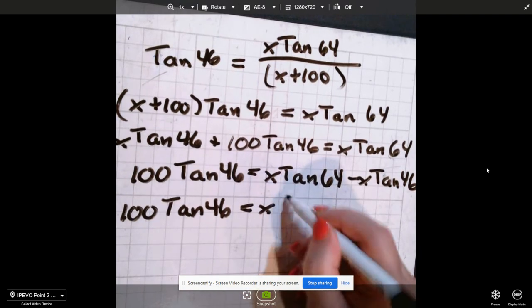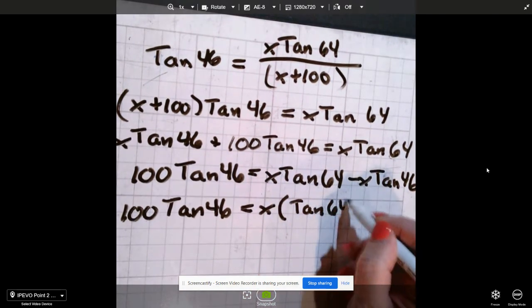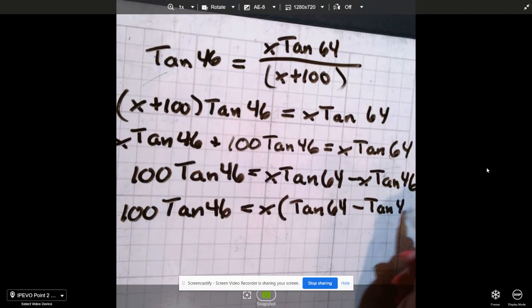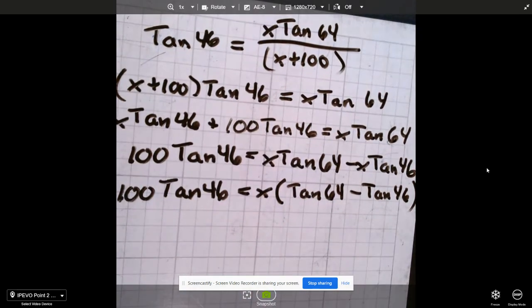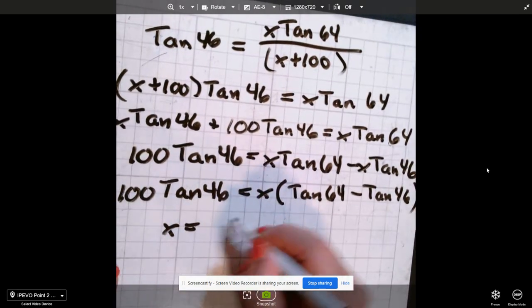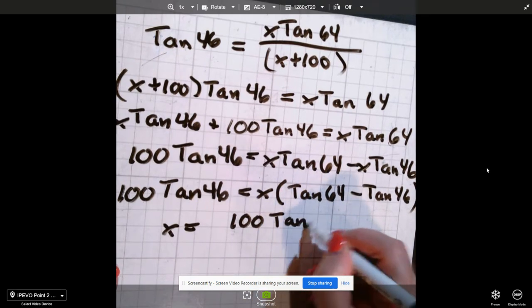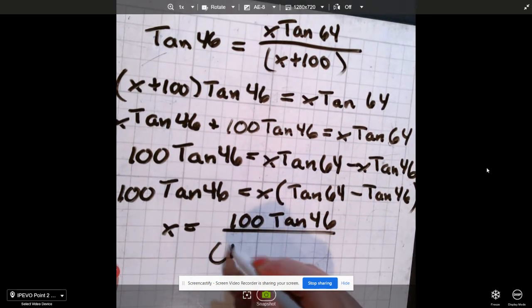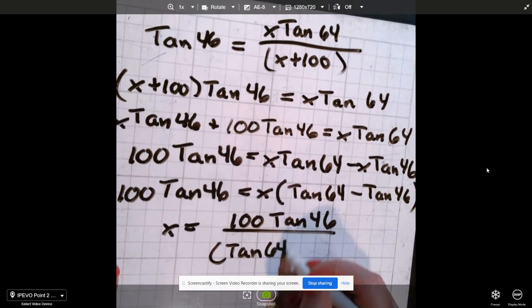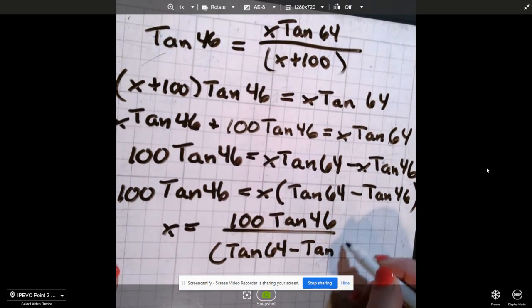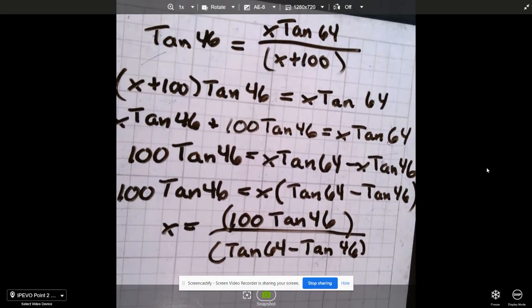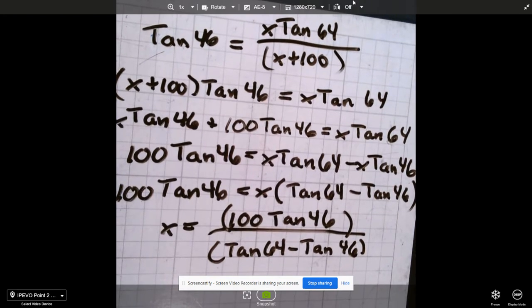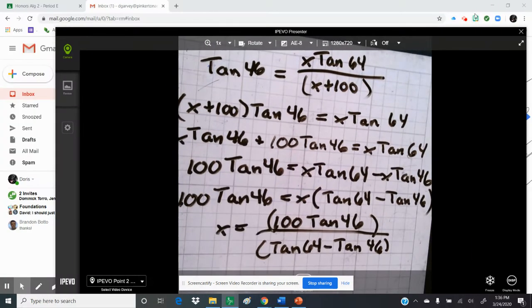So I'll have 100 times the tangent of 46 equals x times the tangent of 64 minus x times the tangent of 46. I need to get x alone, so I'm going to have to factor out that x. So that's going to be x times the tangent of 64 minus the tangent of 46. And in order to get x alone, I have to divide both sides by this expression. So I'll have x equals 100 tangent 46 divided by the tangent of 64 minus the tangent of 46. Remember, when you put this in your calculator, you want to make sure you've got parentheses. Let me just pull up my calculator. It might be easier to show you if I can pull it up.